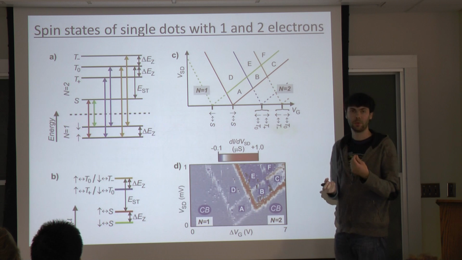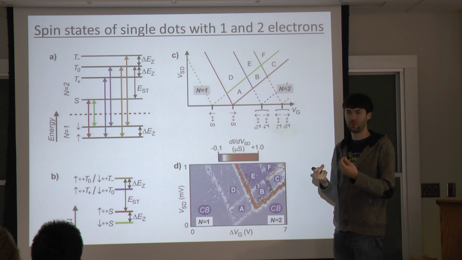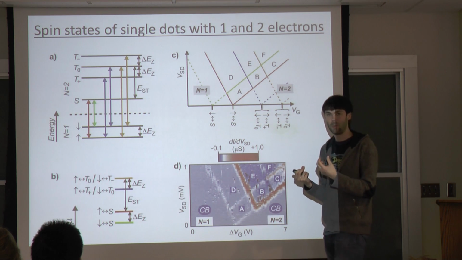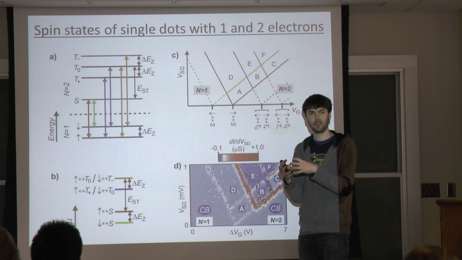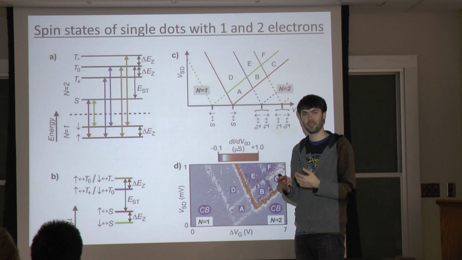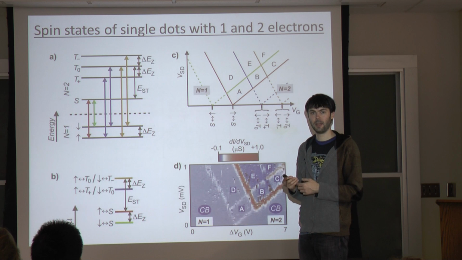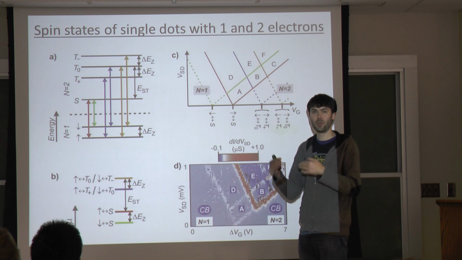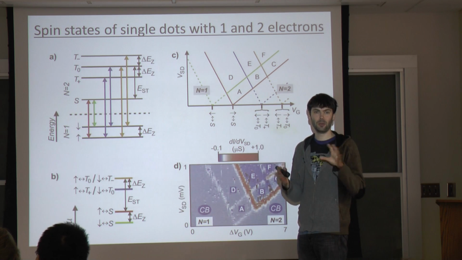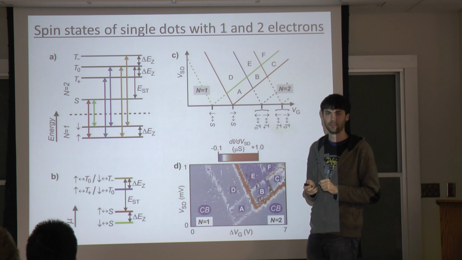So when you're thinking about this, you have to keep in your mind the track of how many electrons are inside the dot at any given time, and which level is within the bias window. Those are two questions you have to answer.